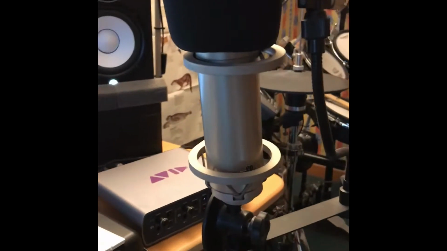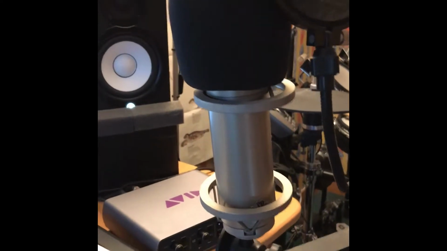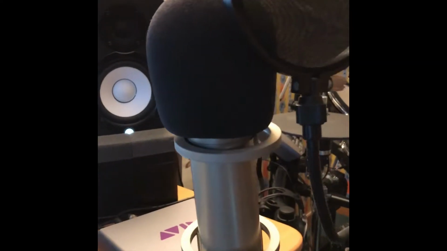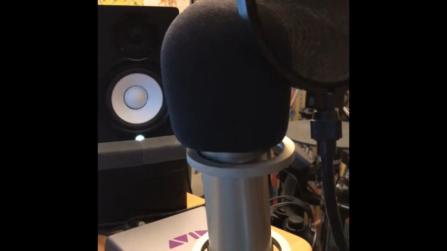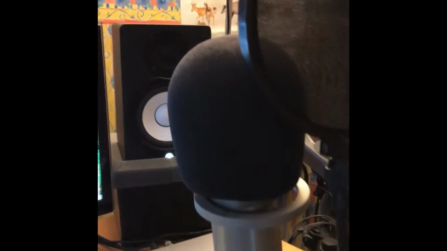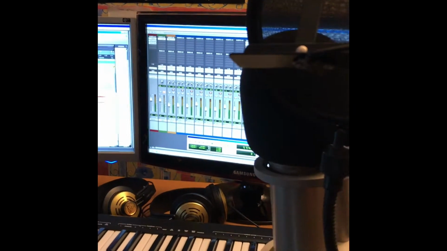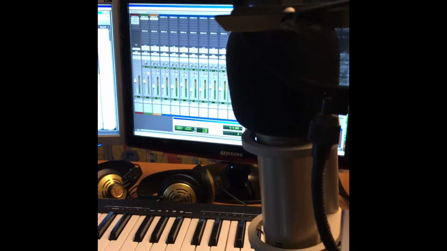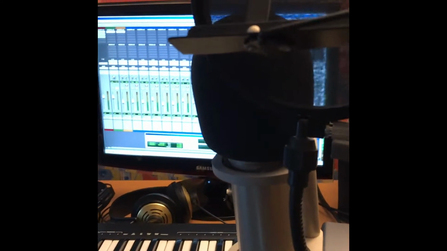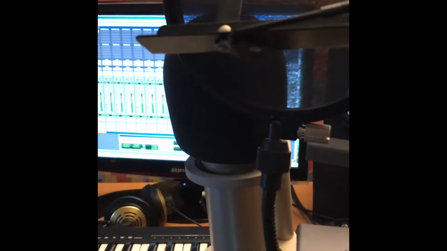Speaking of the vocals, the majority of instruments that were recorded acoustically were recorded with this condenser microphone. It's a C1 microphone, and the other microphones used were a Shure SM58 as well.